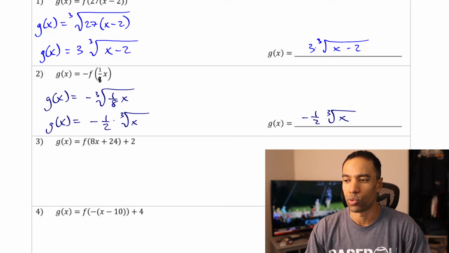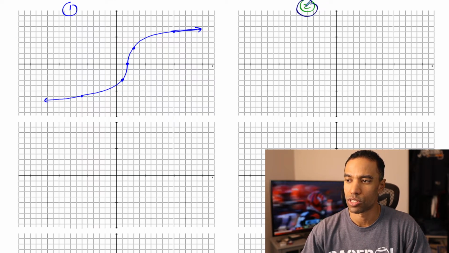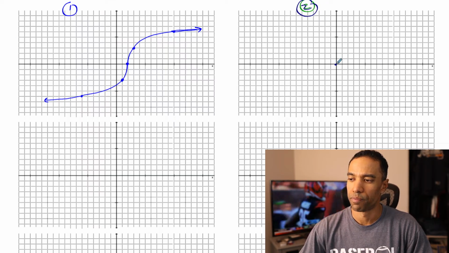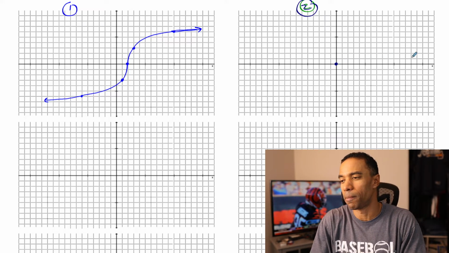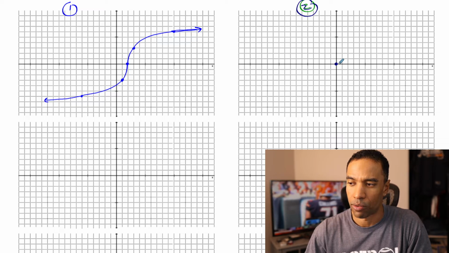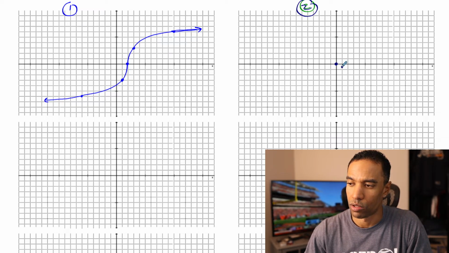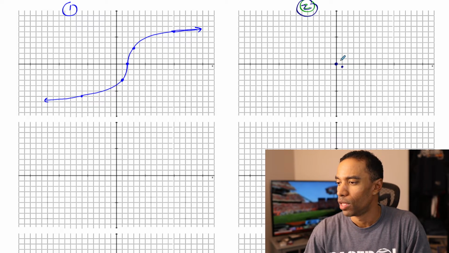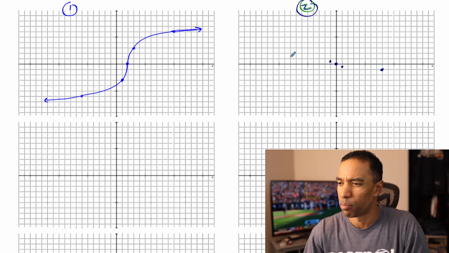So the 1, 1, 8, 2 stuff. We're going to start at (0, 0) this time on number 2. Let's change this color. (0, 0). It will be going downward as we go right. That's what the negative was doing out in front. And we're going to be going down half of what we normally would. Instead of (1, 1), we'll be going down (1, 1/2). Instead of (8, 2), we're going to go down (8, 1) like that. And then (1, 1/2) right here. And then left 8, up 1 right here.